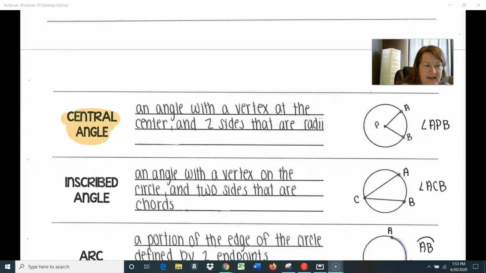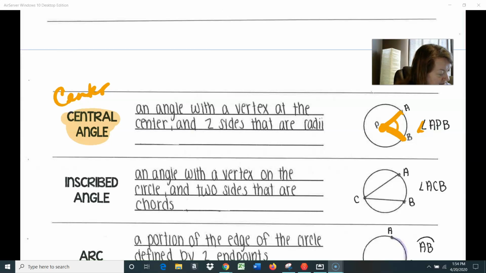So we have a central angle. A central angle means it's going to use the center. So we're going to make sure that we are using the center for our angle. It's got angle P in it, and then the other two parts of that angle are going to go to the ends of that circle. So this angle right here is considered a central angle. We'd use the angle symbol and we'd say A to P to B would be that angle.